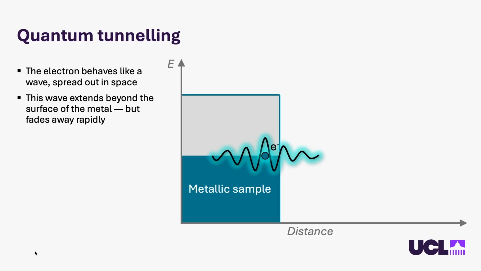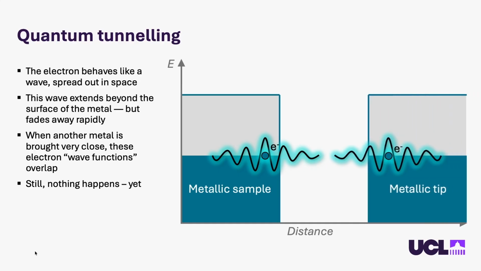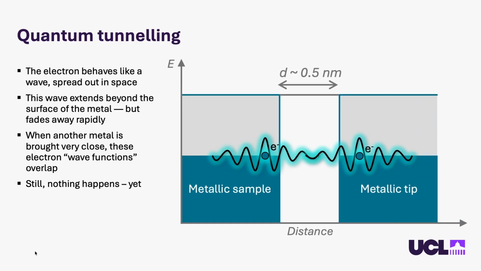So we take the same electron, think about it at this highest level, then this electron has this wave function, and if I bring in now another metal, very close, so this wave function decays quite rapidly. So the distance here has to be about 0.5 nanometer, about 5 angstroms or so. But then you can see if I had another metal, the two wave functions overlap. And this is the basis for quantum tunneling. But nothing is going to happen here.